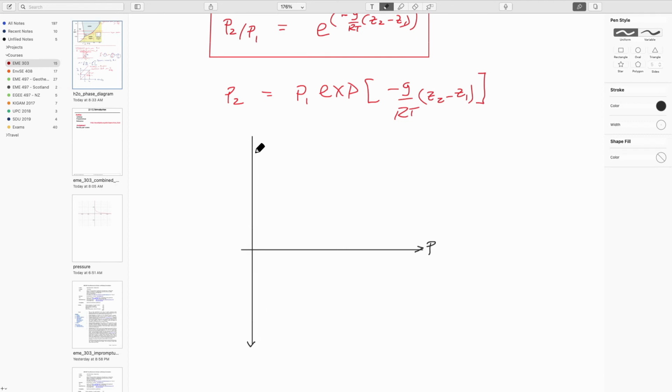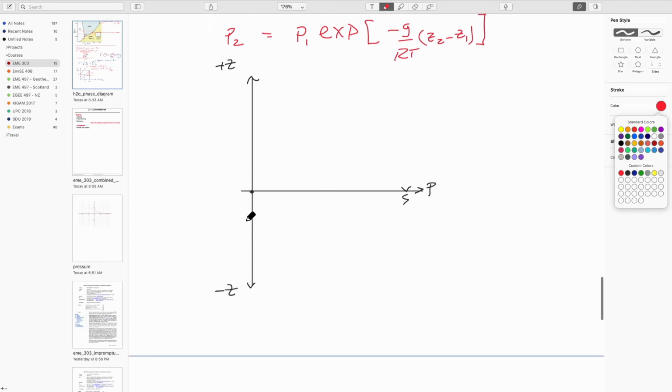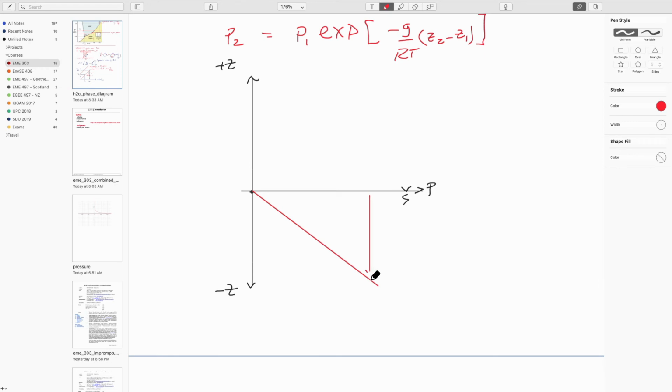This is elevation. This is positive Z here. This is minus Z as you're going down. Let's say this is the sea that we're going through. And we know already that the pressure as you go down in depth is going to look something like this. If this is H, then P is equal to rho g h.